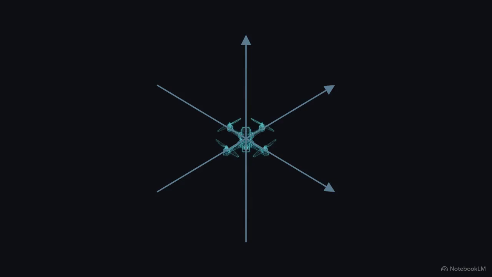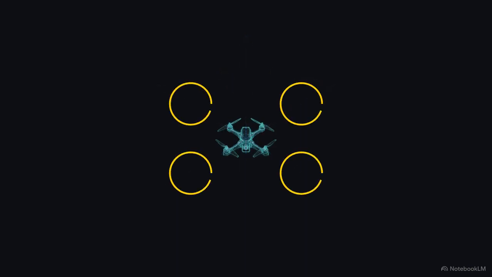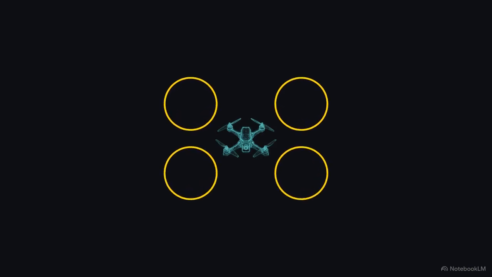To operate freely in three-dimensional space, any aircraft must move along 6 specific degrees of freedom. It has to shift up, down, left, right, forward, and backward, and it has to rotate along its roll, pitch, and yaw axes. But check the hardware. A standard quadcopter possesses exactly 4 inputs to achieve all of that motion. Those inputs are simply the variable speeds of its 4 spinning propellers.